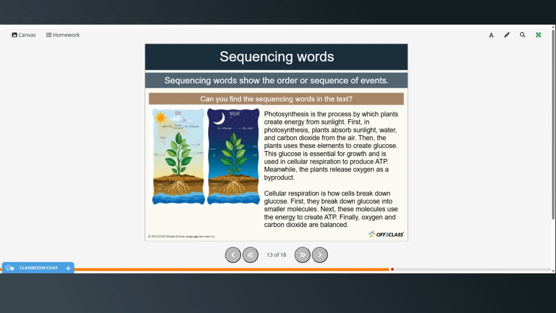Cellular respiration is how cells break down glucose. First, they break down glucose into smaller molecules. Next, these molecules use the energy to create ATP. Finally, oxygen and carbon dioxide are balanced. So the sequencing words would be first, then, meanwhile, first again, next, and finally.